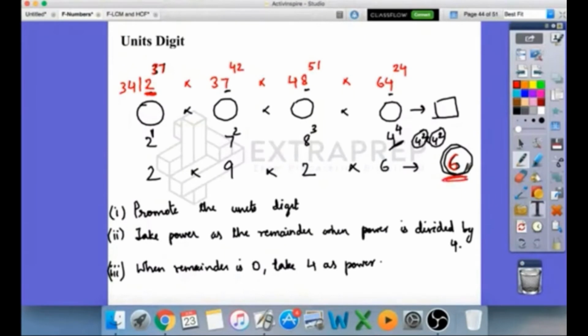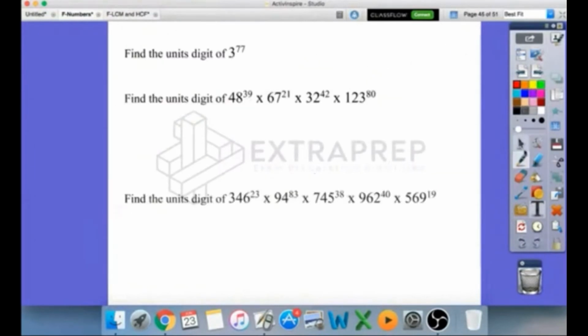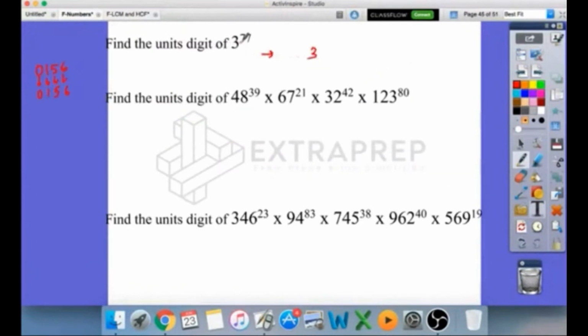Is that understood? So you'll have to follow my rules. Promote the units digit first. Take the power as the remainder when the power is divided by 4. If the remainder is 0, then take 4 as the power. These are the questions that you need to solve. 77 divided by 4, what's the remainder? 76 gone, the remainder is 3. 3 power 1 is 3. So that's the answer. Then, first promote the unit digits.